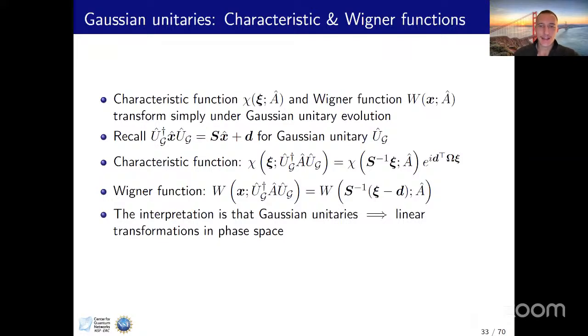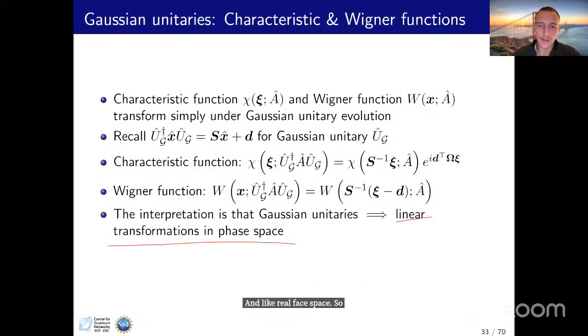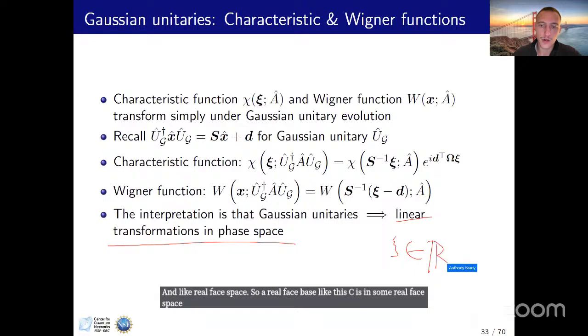And all this is just to say that the interpretation, and this is how I always think of them, is that a Gaussian unitary is just a linear transformation in phase space, in real phase space. So a real phase space, like this C is in some real phase space for n modes, a real space of dimension 2n.